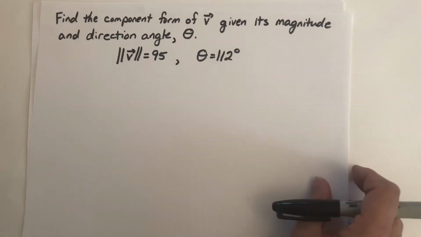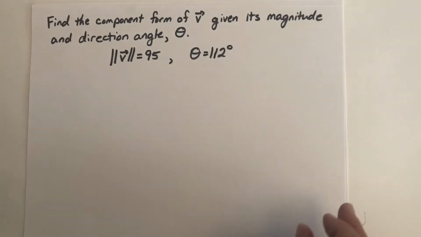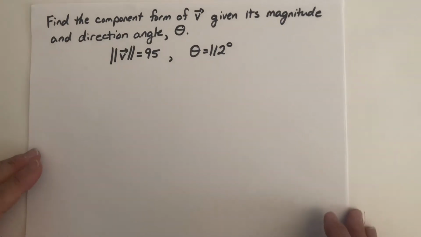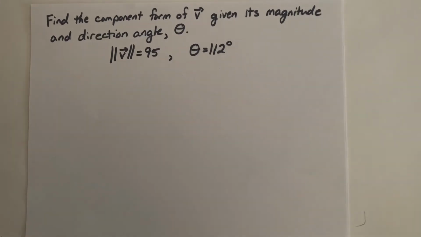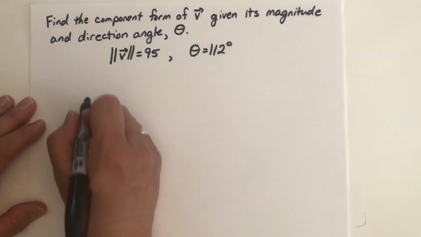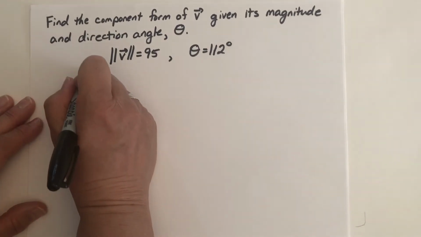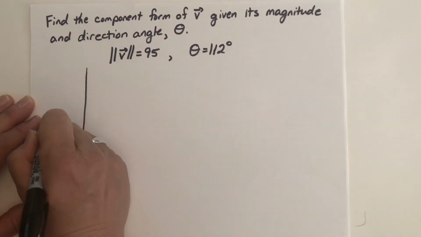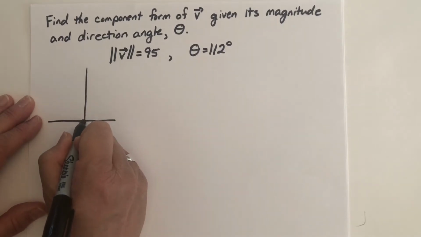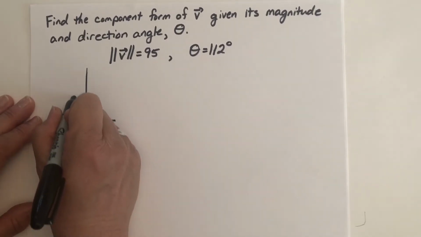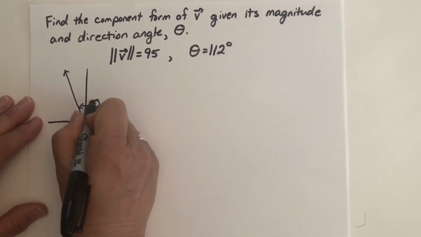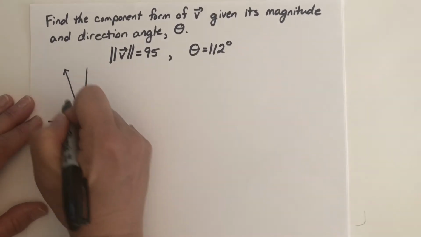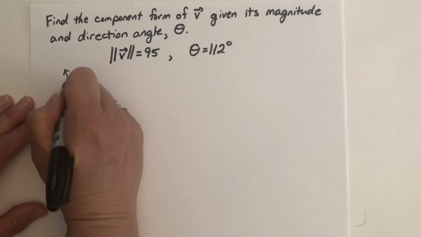Right here, find the component form of a vector v, given its magnitude and direction. And again, we could go right to the formula, or you can draw a picture. I'm a fan of drawing the picture. It just makes me feel better. I can confirm I seem to be on the right track. So 112 degrees we know is just a little bit beyond 90 degrees, but we have a second quadrant angle, so we have theta here, and we know the magnitude of this vector is 95.